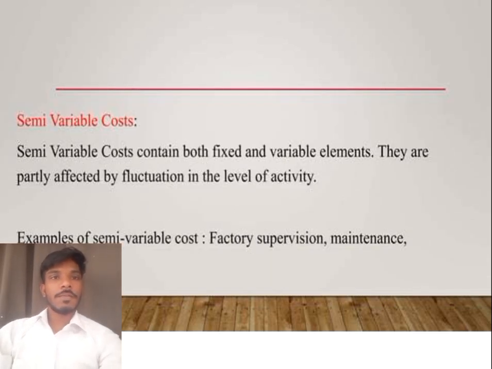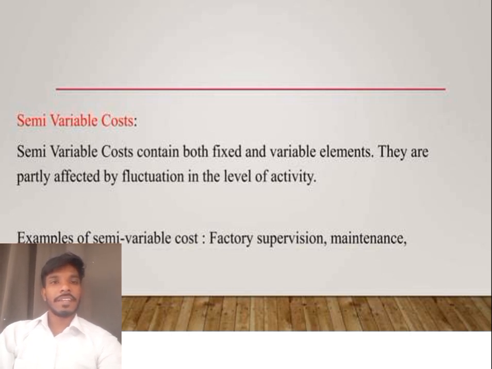Semi-variable cost. Semi-variable cost contains both fixed and variable elements. They are partly affected by fluctuation in the level of activities. Example: factory supervision, maintenance, salaries.